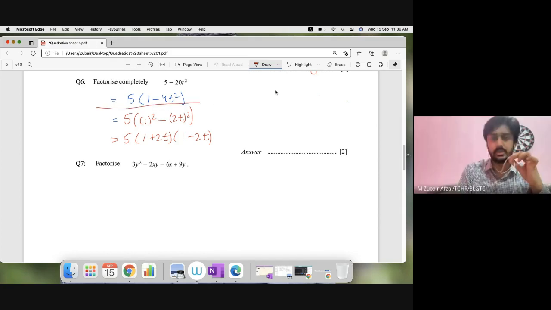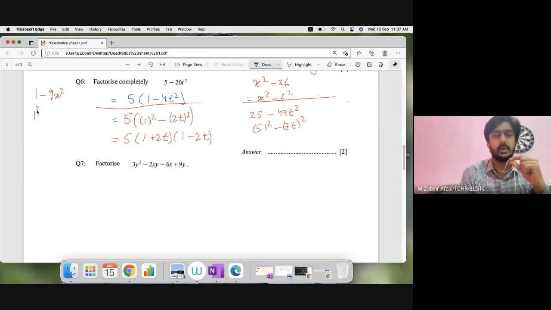Yes sir. Okay. Now next, I am writing those examples again. x square minus 36, x square minus 6 square. When I write 25 minus 49t square, may I write 5 square minus 7t whole square in order to make it look like the third identity? Okay. And when we have 1 minus 9x square, this is basically 1 square minus 3x whole square. When there is nothing left, you can't take common, and if those are perfect squares, convert it into the third identity. Is it clear now? Okay sir.